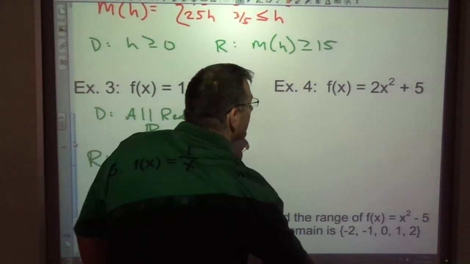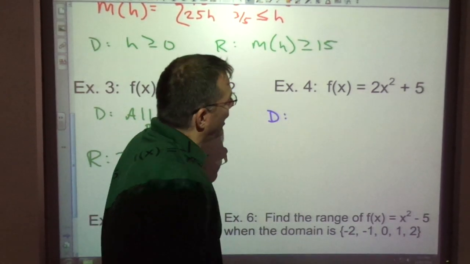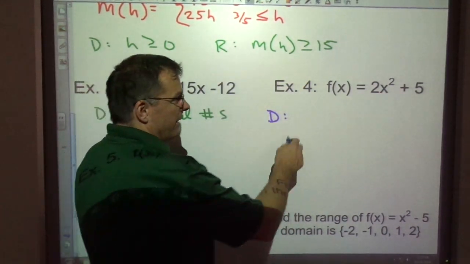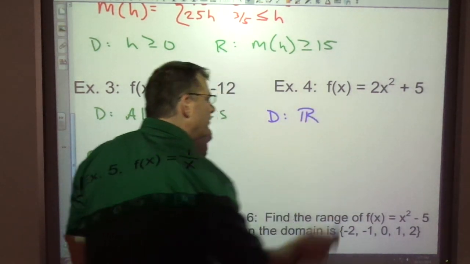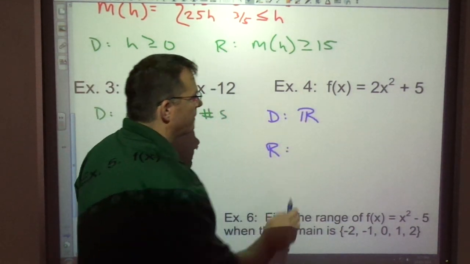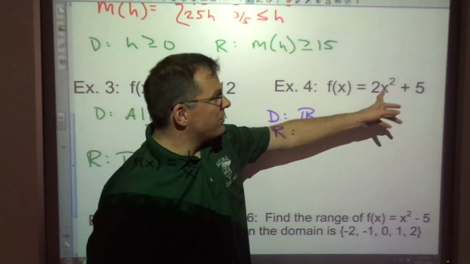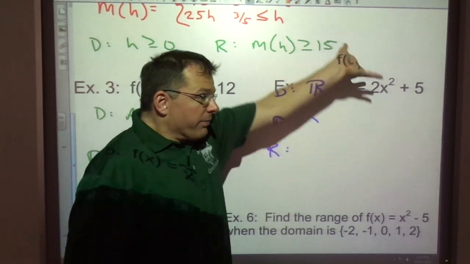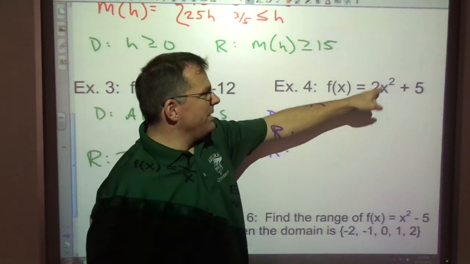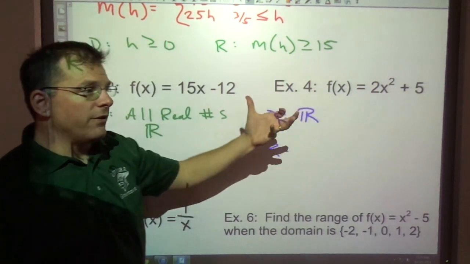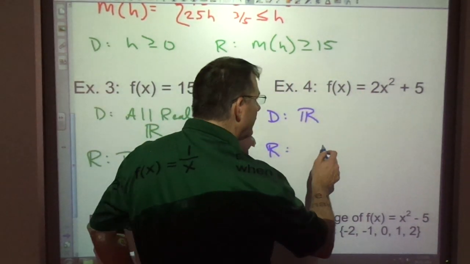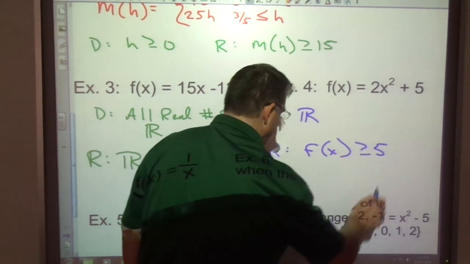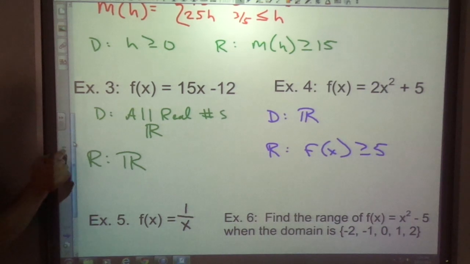For this one, we've got a domain here. Can I put anything in for x? Any number, you could square it, and that would be fine. So there's no reason why it couldn't be anything. But for the range, you're going to put in a number, square it, times 2, and then add 5. So negative numbers are going to be squared to be positive, and then 5 more. The smallest you could get would be 0 plus 5, which would be 5. So the smallest possible output would be 5. So these have to be greater than or equal to 5. That's the smallest possible output.